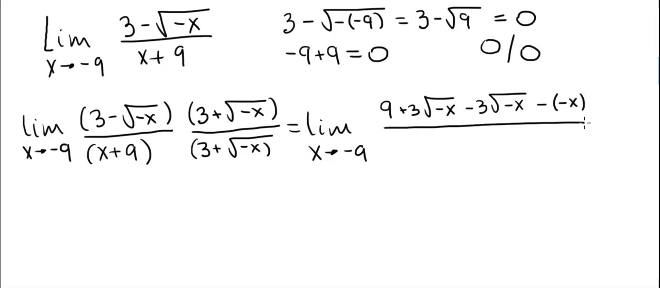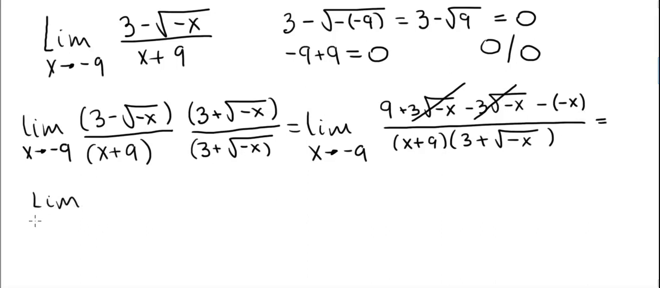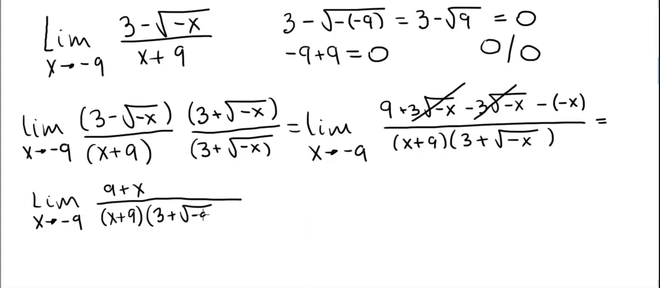And then divided by, we don't do anything in the denominator, it's x plus 9 times 3 plus the square root of negative x. Now this 3 square root of negative x and minus 3 square root of negative x cancel, and what we end up with is the following limit. Limit as x approaches negative 9. We have 9 minus a minus x, which is 9 plus x. The denominator is x plus 9 times 3 plus the square root of negative x.